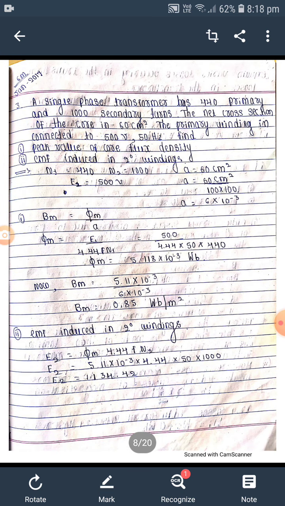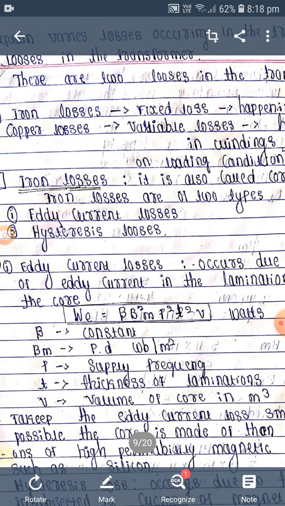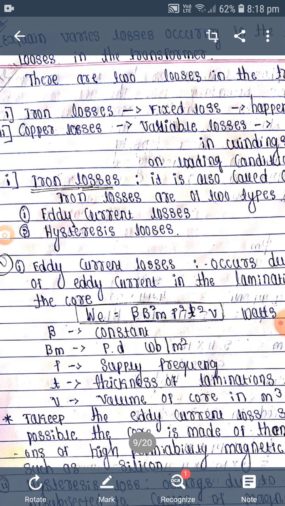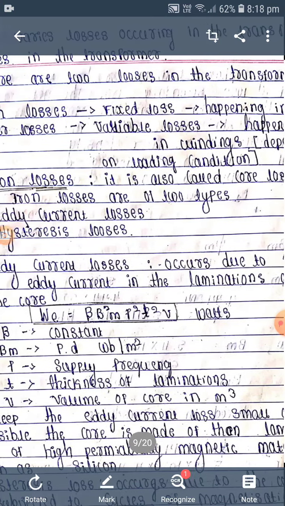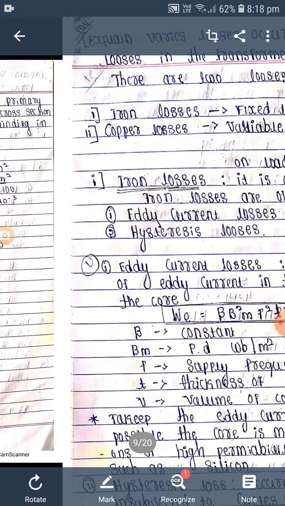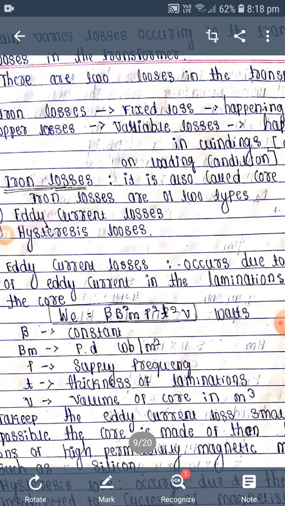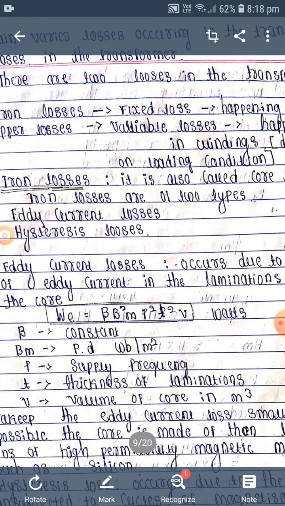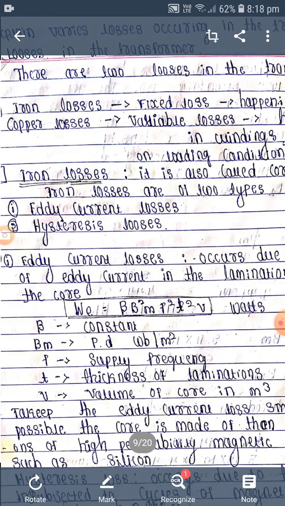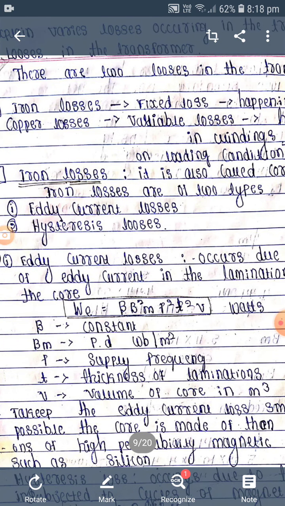So next I'll move on to the losses in the transformer. What are the losses in the transformer? Basically we have two types of losses in the transformer. First one is the iron loss. This iron loss is called fixed loss. This is happening in the core. Remember, there are two losses: one is iron loss, one is copper loss. Iron loss occurs in the core, copper loss occurs in the winding.